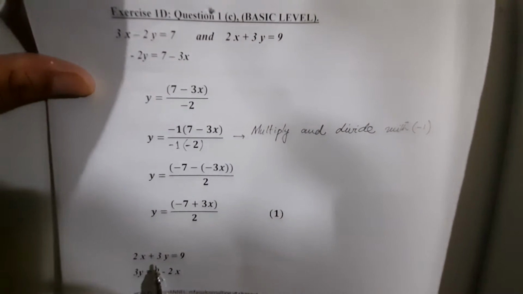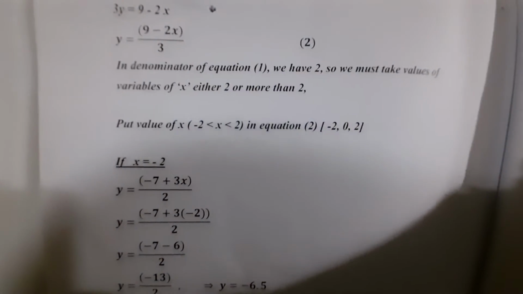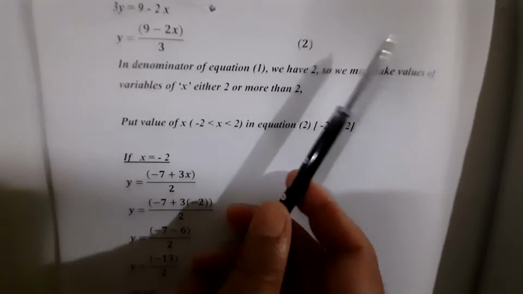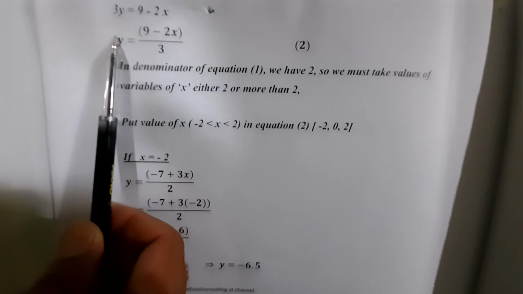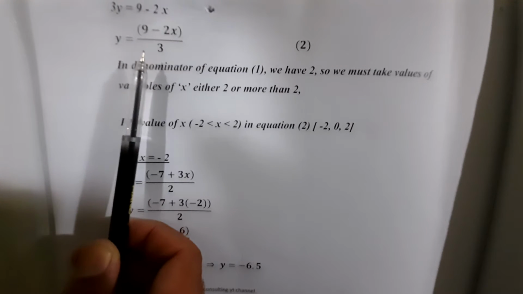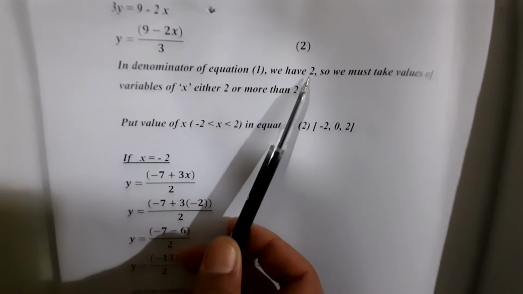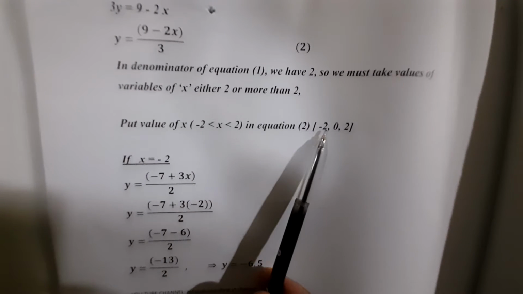The second equation is 2x plus 3y is equal to 9, or 3y is equal to 9 minus 2x. Now, 3y is equal to 9 minus 2x, or y is equal to 9 minus 2x divided by 3. In the previous equation we are having 2 in the denominator, so we'll be using the values of x as minus 2, 0 and 2.